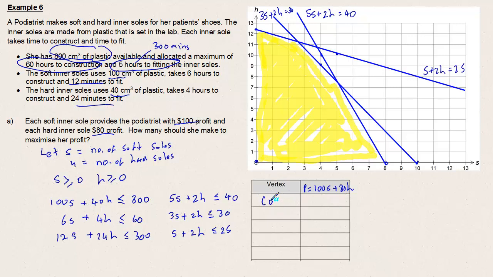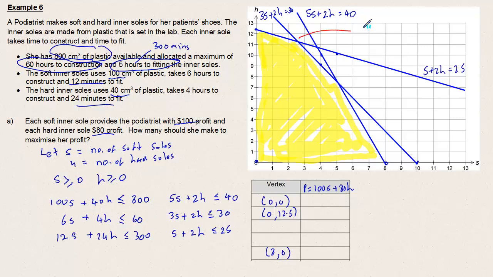Vertices are 0, 0. The other integer one over here is 8, 0. Then up here we have 0, 12.5. Now these other ones are not easy to find on this grid.